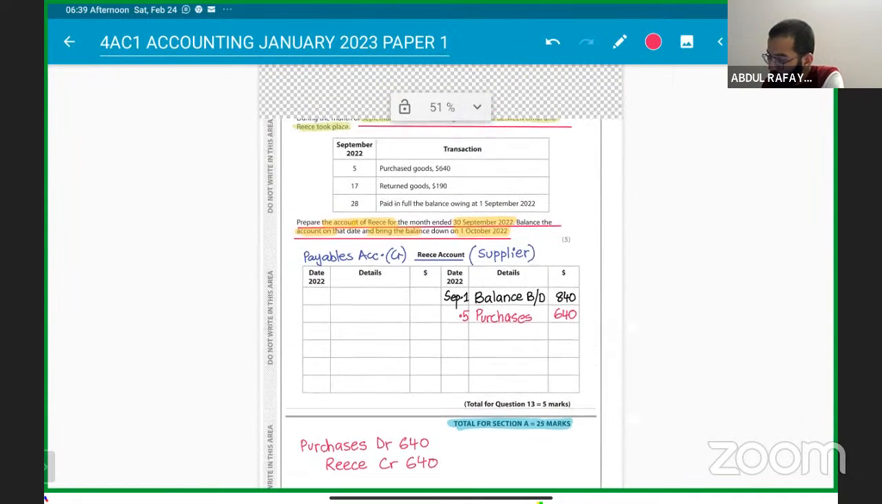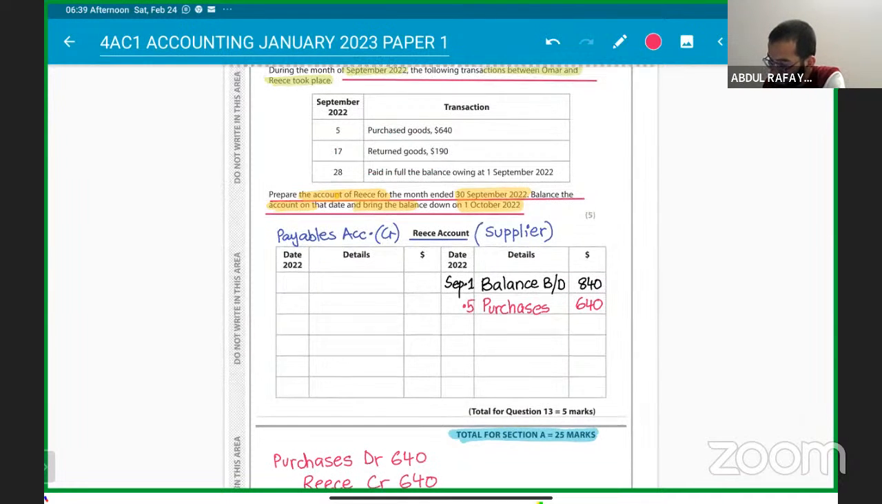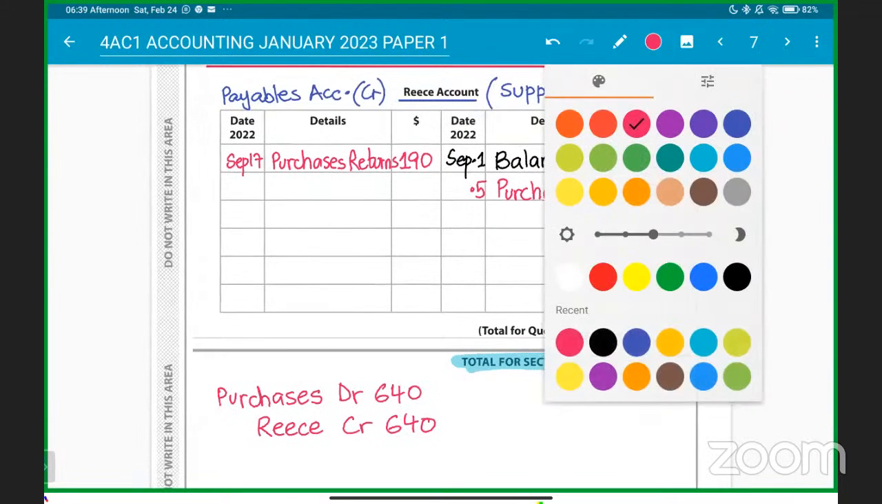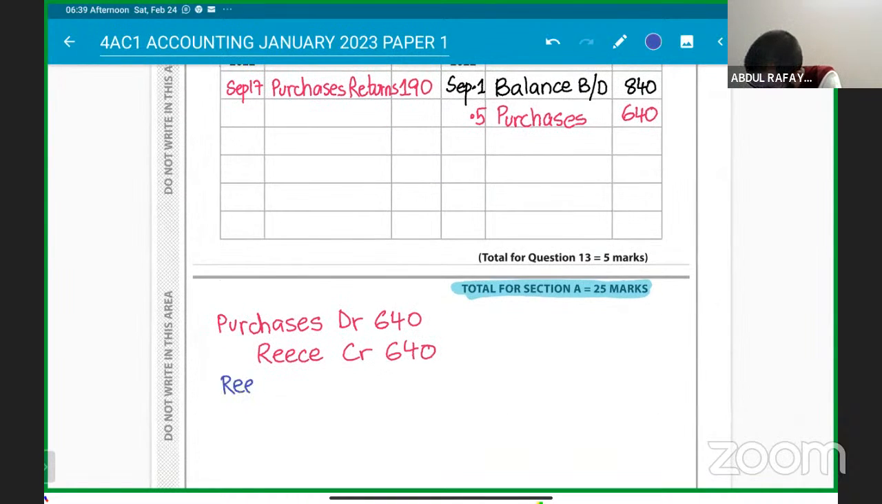Got this clear? Must know this. Second, now Reese is returning some goods. So if purchases are coming here, definitely the return of the goods will be coming on the debit side, right? So it will be on September 17. He returned goods. So it will be purchases return day book or purchases returns. Getting it clear? If you want the adjustment for this, it will be simple: Reese account will be debit because he is returning the goods by $190, and purchases return will be credit.